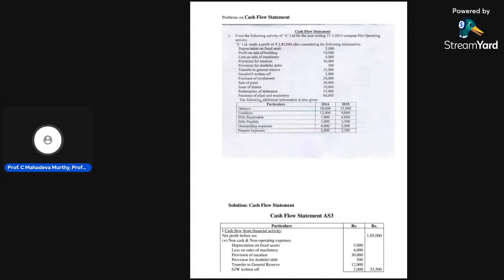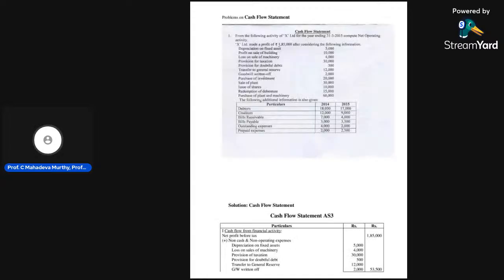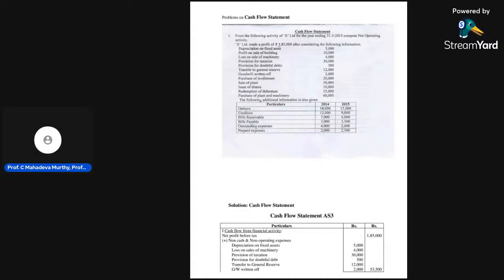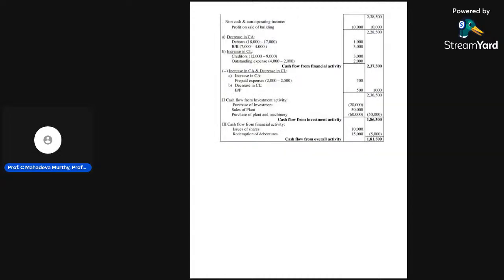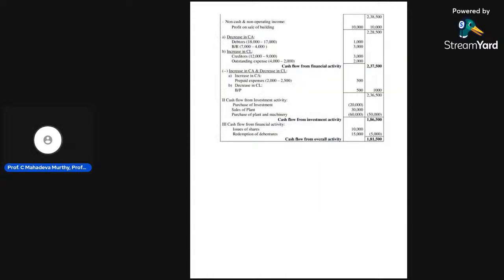Therefore the total non-cash and non-operating expenses are 53,500. In that connection, here, 1,85,000 plus 53,500. Non-cash items you need to add to that net profit. That is 2,38,500.